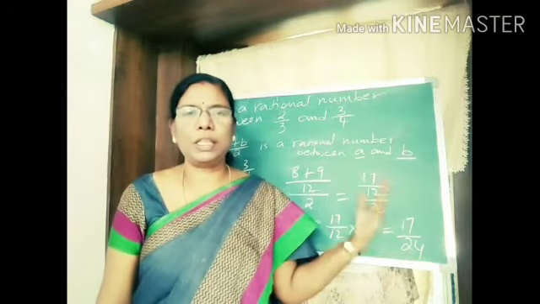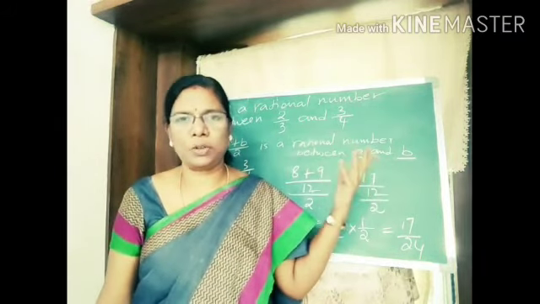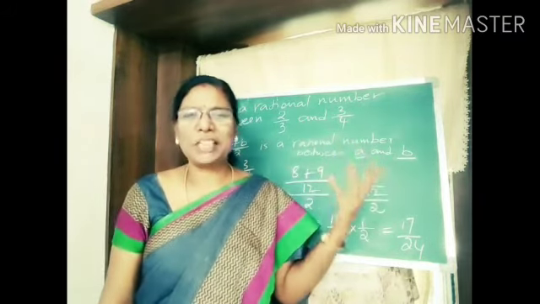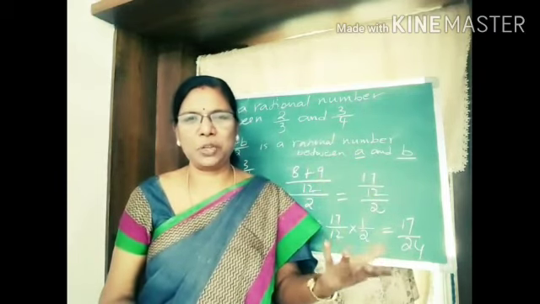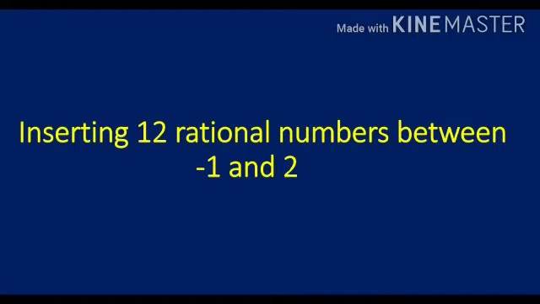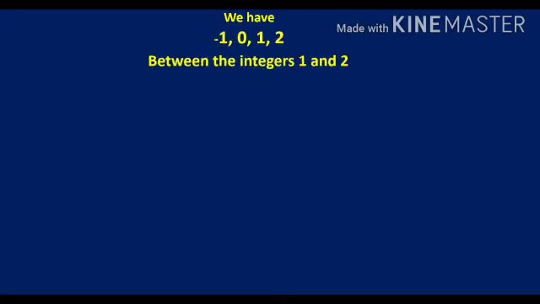And we need to find 12 rational numbers between -1 and 2. If we follow this procedure, it's a long way to find. So I will show you a simpler way to insert 12 rational numbers between two given integers. We need to insert 12 rational numbers between -1 and 2. Clearly, we see that we have only two integers between -1 and 2, that is 0 and 1. But we want 12 rational numbers. What shall we do now?